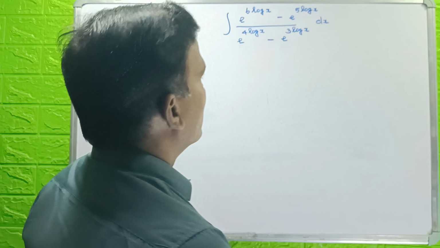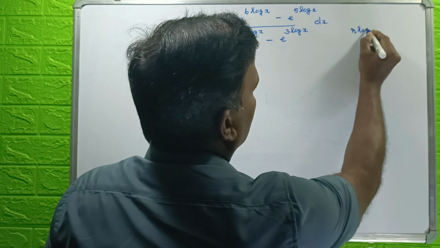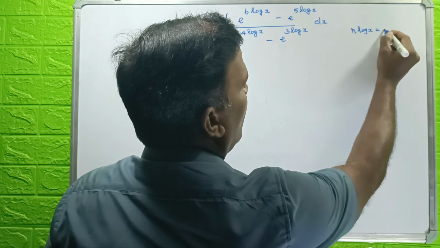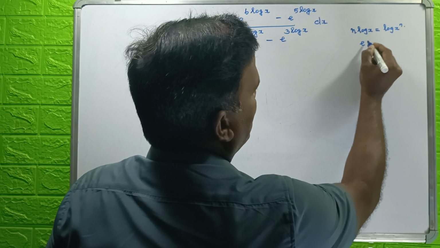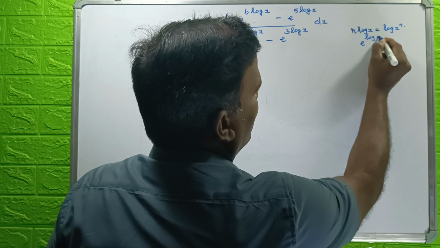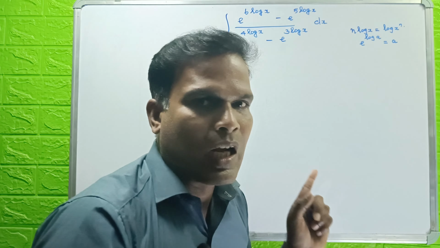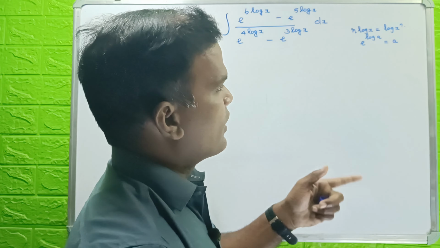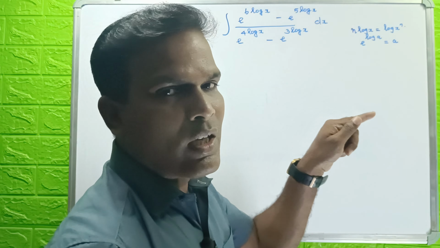See here. We know that n into log x, what is the formula? It is log x to the power n. Similarly, e power log a is equal to a, because exponential function and log function are inverse functions. So e power log a is equal to a, and n log x is equal to log x power n.